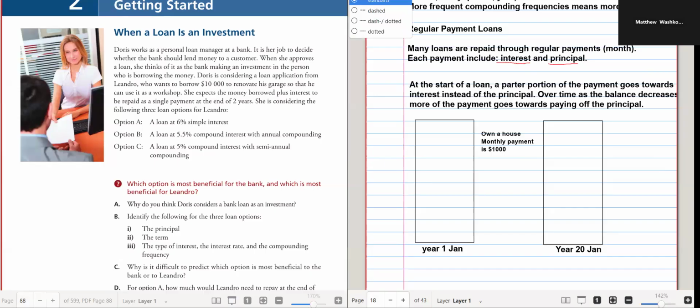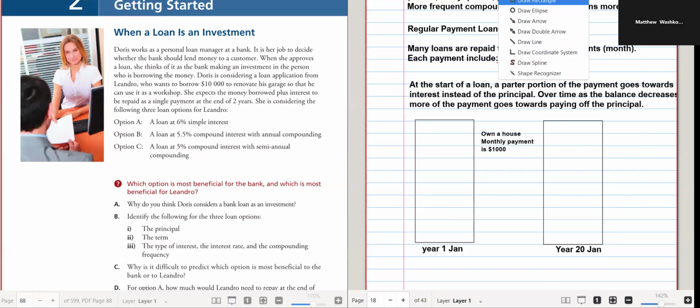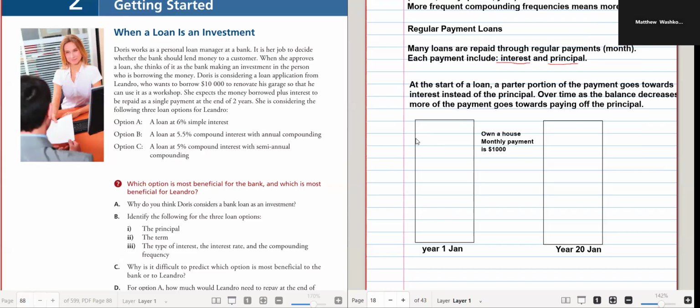That $1,000 is going to get broken up. So on your very first payment, this here is going to be your interest. Look at how much is going to that. Maybe that's $900, and the rest of this here is going to the principal.